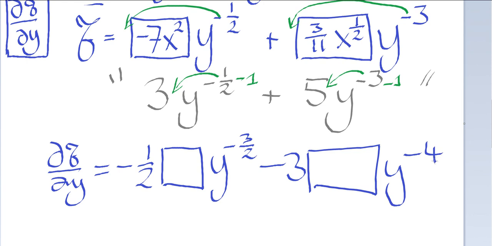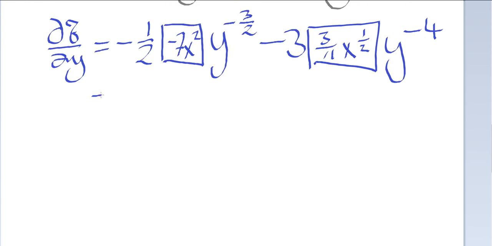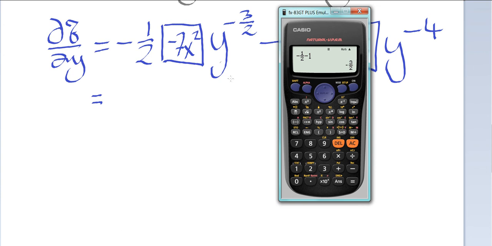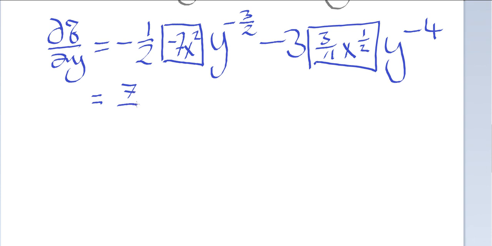Right, and throw everything you ignored back into the box. Minus 7x squared, 3 over 11, x up to the half. Now just do a quick cleanup. So numbers with numbers and letters with letters. So I'm going to get minus a half by minus 7. If you're stuck on that, just check it out in the calculator. Minus a half times minus 7, and I get 7 over 2. X, don't touch the x, is fine. And the y, the minus 3 over 2.